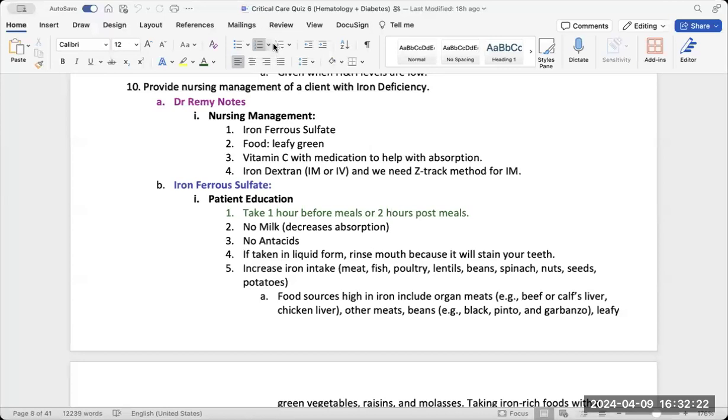Also, we can give something that Dr. Remy specifically mentioned. It was iron dextrin, which can be given IM or IV. And if we give it IM, there needs to be the Z-track method. So other things when it comes to iron is that it's not taken with food. It's either taken 1 hour before or 2 hours after a meal. No milk or no antacids can be taken with it because it's going to decrease the absorption. If it's taken in a liquid form, it needs to be given through a straw. That way it prevents staining on the teeth.